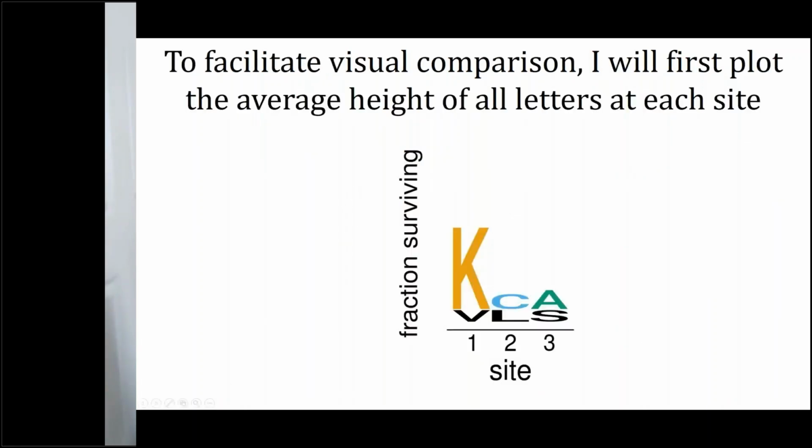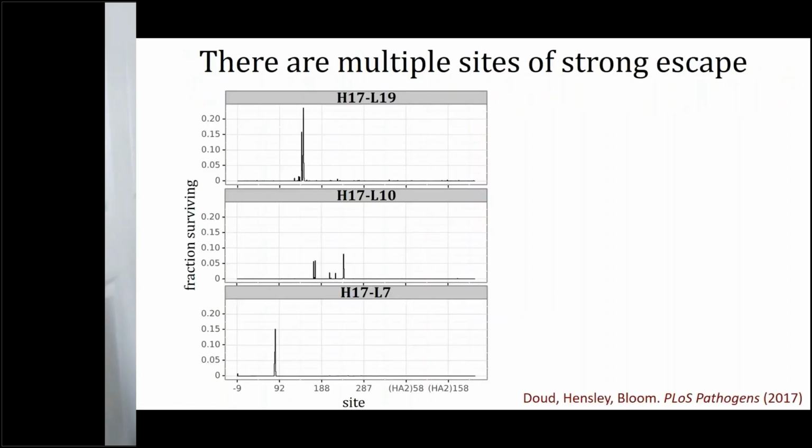To facilitate visual comparison, rather than showing this full map of each individual mutation, I'm going to simplify it by just drawing a line that indicates the height at each site, or the average height of the letters. And that indicates how much mutations at that site have an effect. So when we take these three strain-specific antibodies, we can see that for each antibody, there are mutations at a specific subset of sites that mediate viral escape.